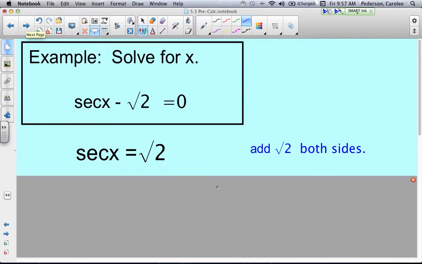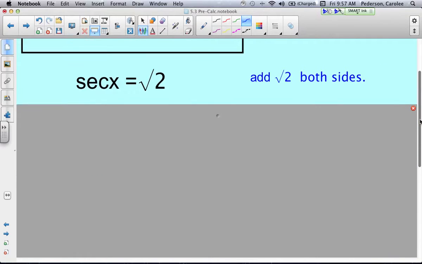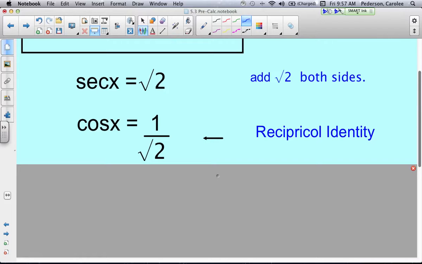Now, the unit circle has all those important ordered pairs. Those ordered pairs represent what two things in trig? Sine and cosine. Is secant on my unit circle? No. So what might I need to do first? Use its reciprocal identity. And what's the reciprocal of secant? Yep, 1 over cosine. So to be able to convert it to a cosine of x, I have to reciprocate the right side.